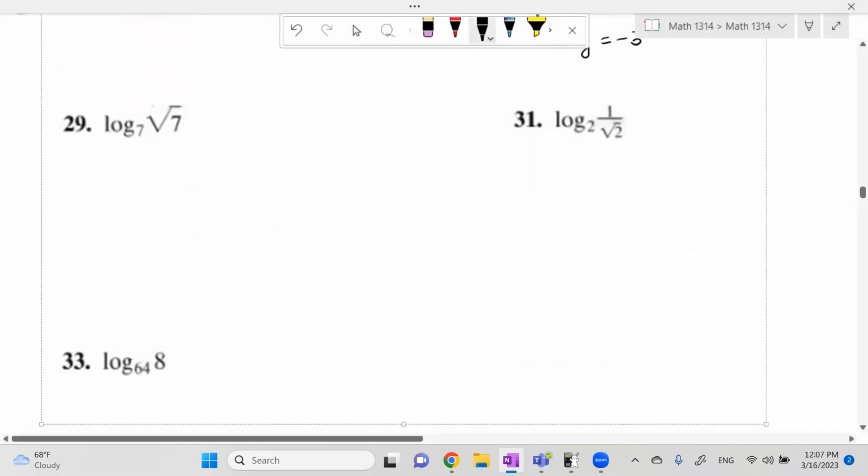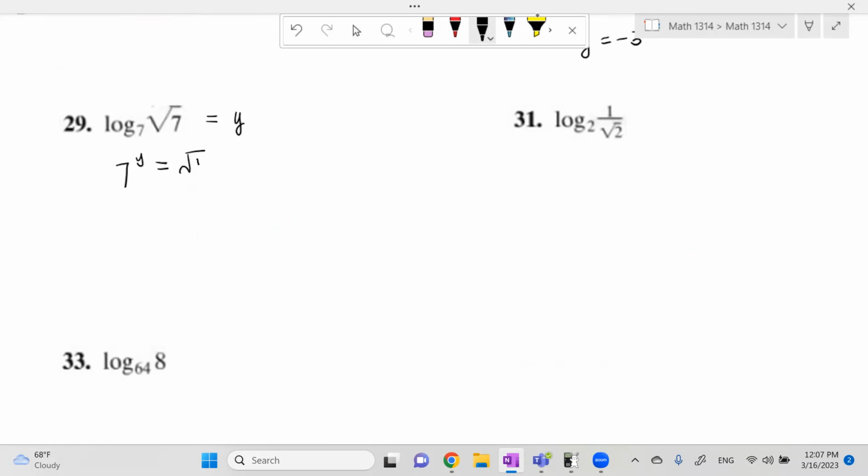Log base 7 of the square root of 7 equals y. Rewrite it: 7 to the y's power equals the square root of 7. Can you convert the square root of 7 to base 7? Yes, if we see the square root, that means we have the base 7.